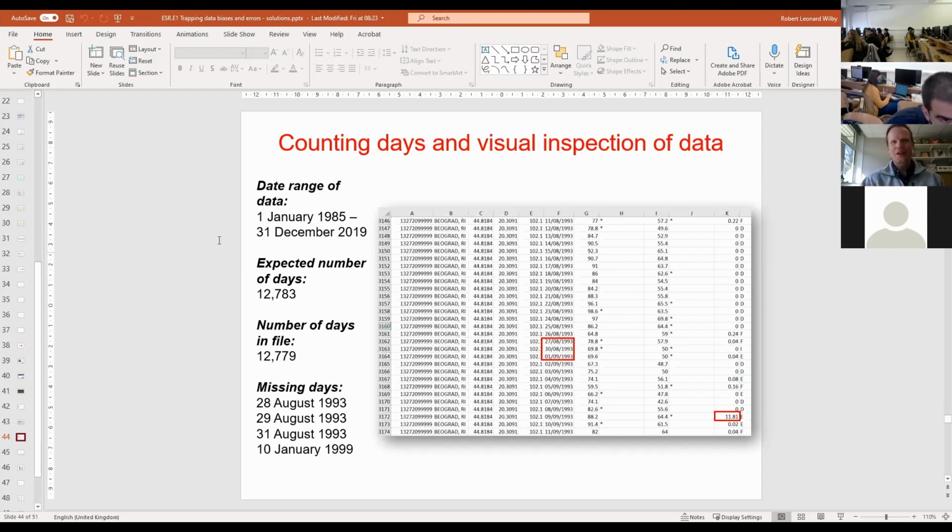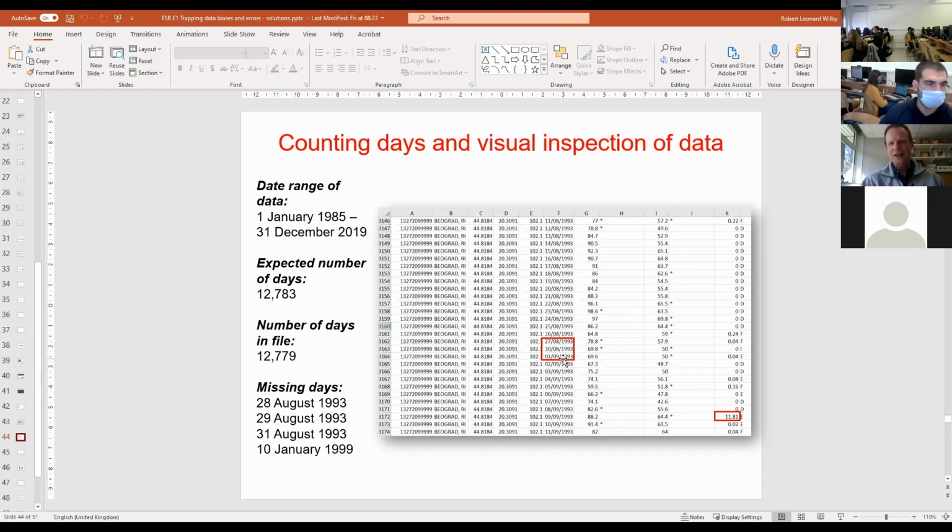So the data set I've given you covers these 35 years. Taking into account the leap years, we'd expect 12,783 days. And in fact, there are 4 missing values, which Irina, I think, spotted correctly. And here you can see, if we look down the date column, there are just missing rows there.